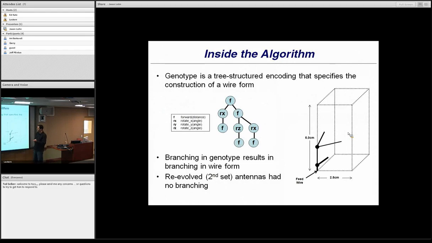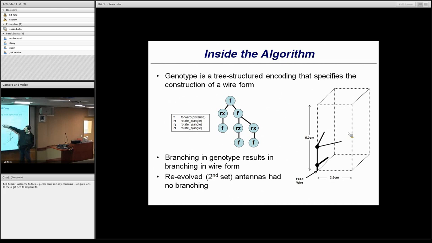what happens in it. The evolutionary algorithm really doesn't know anything, just like natural selection doesn't know anything about cheetahs and gazelles, right? It's just a mechanism to make populations better and better, right? Our algorithm doesn't know anything about electromagnetics or antennas, but what it does know about are these little computer programs that you see here. Forward, rotate X, forward, forward, forward, rotate Z, forward, rotate X, forward.